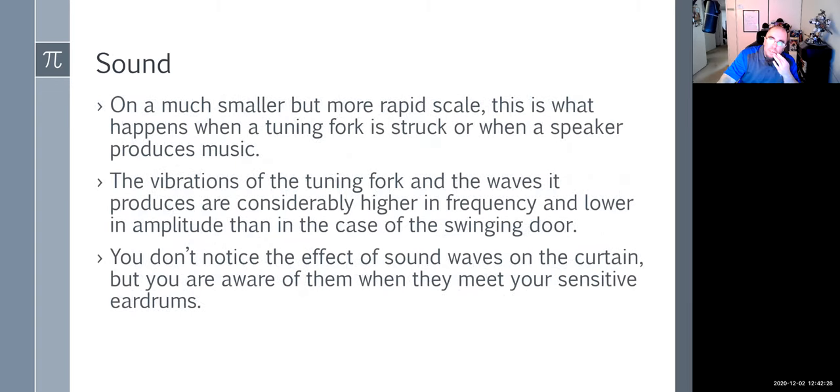On a much smaller scale, but also more rapid, this is what happens when a tuning fork is struck, right? So what did I just do with my tuning fork? Oh, there it is. Where did I put my tuning fork, right? When a tuning fork is struck, there are vibrations occurring in that tuning fork, or when a speaker produces music. The vibration of the tuning fork and the waves it produces are considerably higher in frequency and lower in amplitude than the swinging door, right? If I crack this right now and hold it towards my window, my curtains aren't moving. That wave is too small to cause any major noticeable effect.